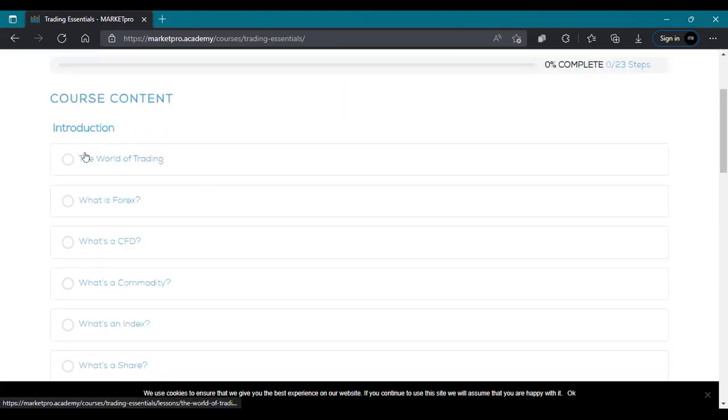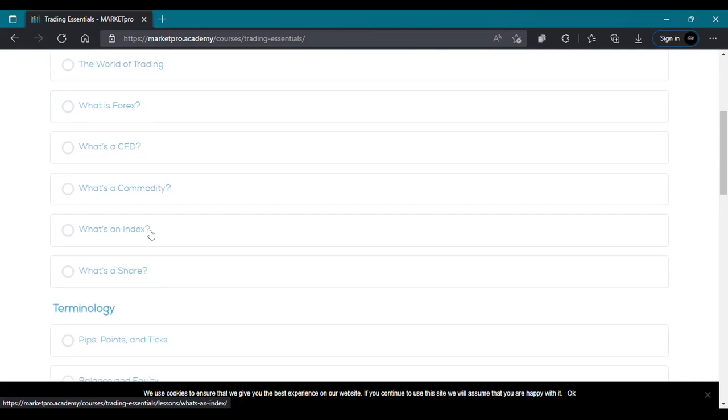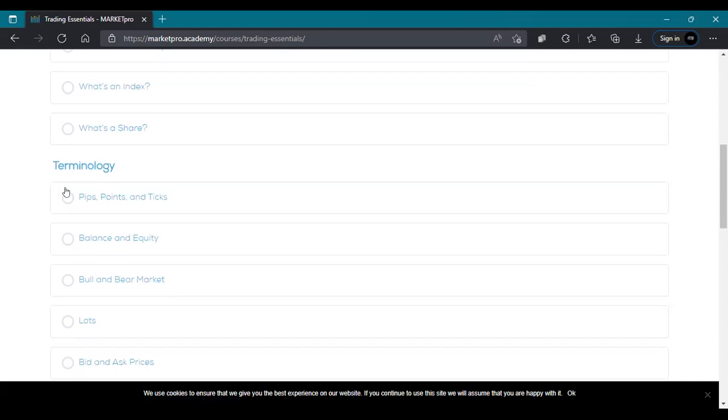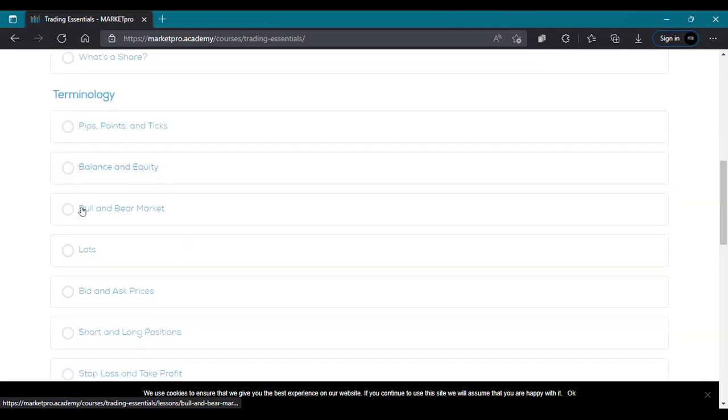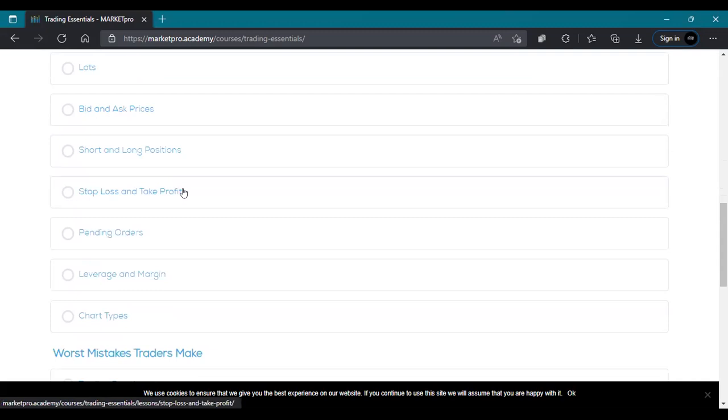So from the introduction, the world of trading, what is Forex, what is CFD, what's a commodity, what's an index, what's a share, all these things, you get basic information on what they actually mean. Then we head over to terminologies in Forex. What are pips, points, balance and equity? What does it mean for the market to be a bull market or a bear market? What are lot sizes, short and long positions, stop loss and take profit?